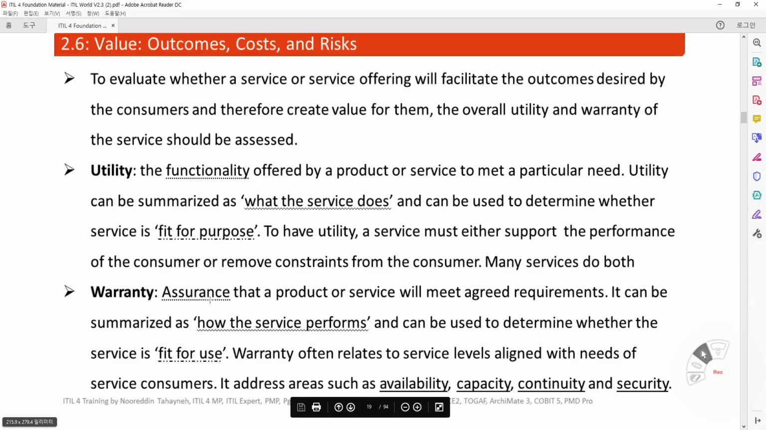Warranty, assurance that a product or service will meet agreed requirements. It can be summarized as how the service performs and can be used to determine whether the service is fit for use. Warranty is often related to service levels aligned with needs of service consumers. It addresses areas such as availability, capacity, continuity, and security.